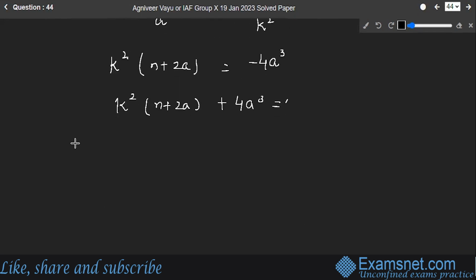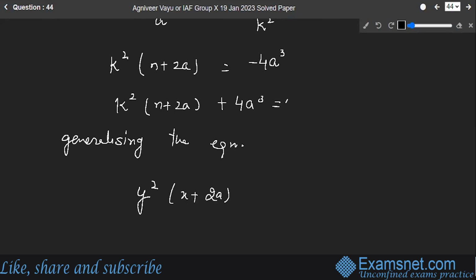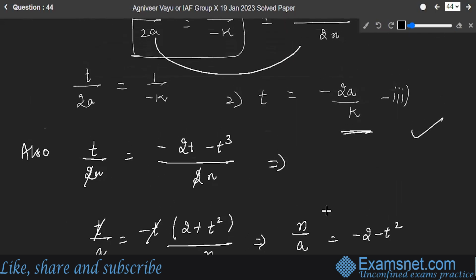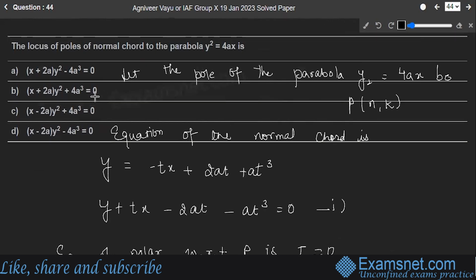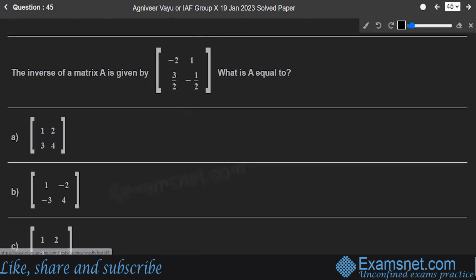Generalizing the equation, you have y^2(x + 2a) + 4a^3 = 0. That makes option B the correct answer. Hope you understood this. Next is question number 45.